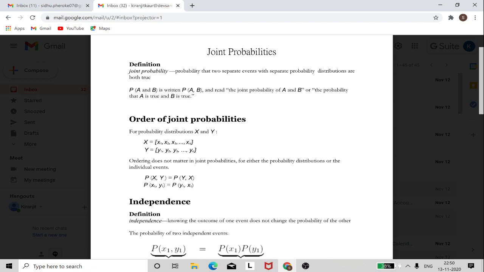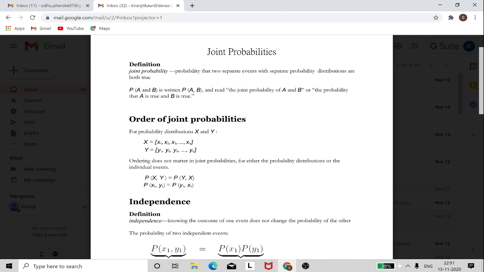Now let's talk about independent events. If two probability distributions are independent, then knowing the outcome of one does not change the probability of the other. Let the two independent events occur, that is tossing a coin and throwing a die. Both occur at the same time. Probability of tossing a coin to get head is 50%, that is 1 over 2. By throwing a die, the probability of coming up 3 will be 1 over 6.